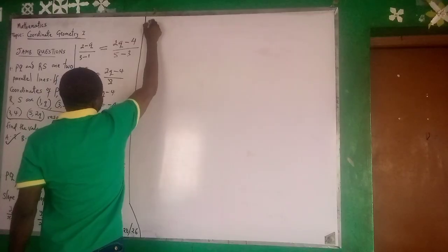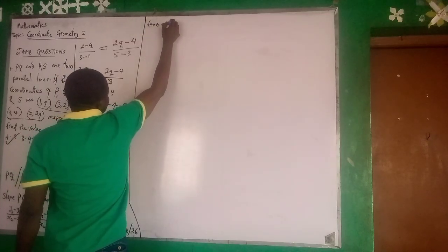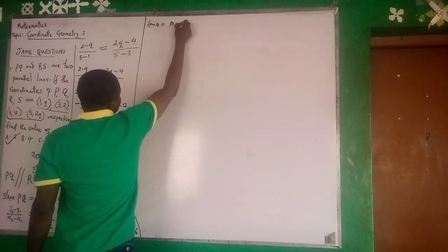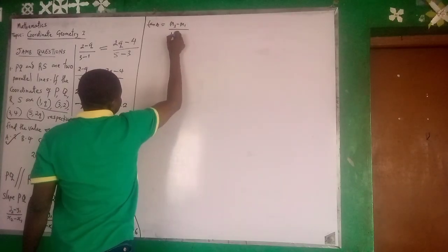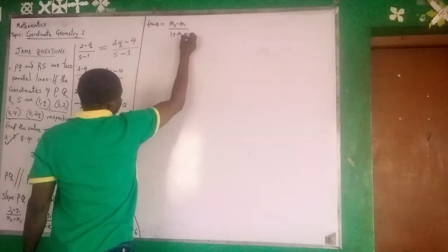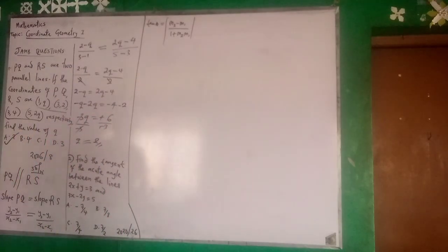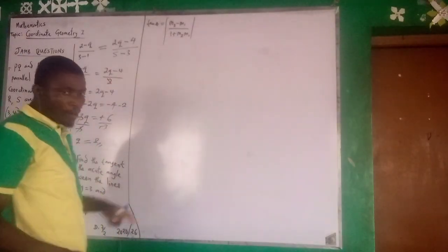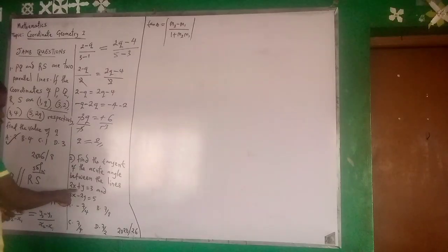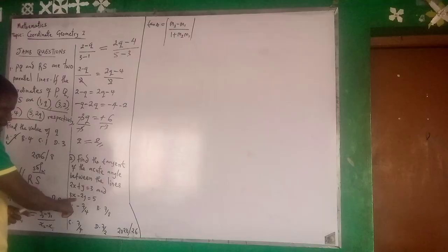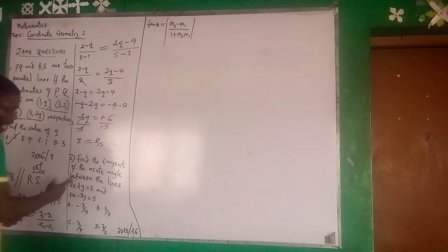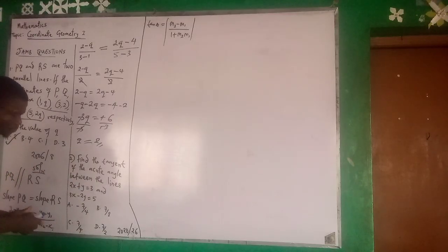Use the formula tan theta equals the absolute value of (m2 minus m1) over (1 plus m2 m1). Where m2 and m1 are the slopes of the two lines: the slope of this one is m1, this one is m2. Now, to get the slope of this equation, I told you how to get the slope when the equation is up like this, right?